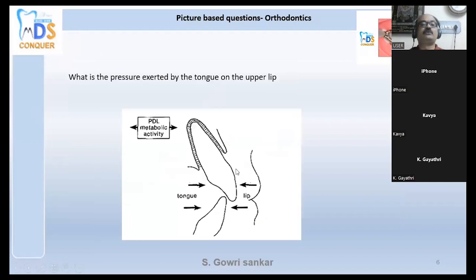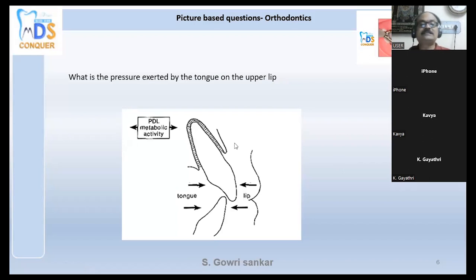So can you identify? They have given this question, they can ask at any point of time. They will show and ask you, what are the pressures exerted by the tongue on the upper lip, and what is the upper lip pressure and the lower lip pressure? What is the tongue pressure exerted on the upper dentition and the lower dentition also? This was once given in 2018. Sorry, I may be taking a little bit of time in between admitting the students, still they are joining. I have to do it.